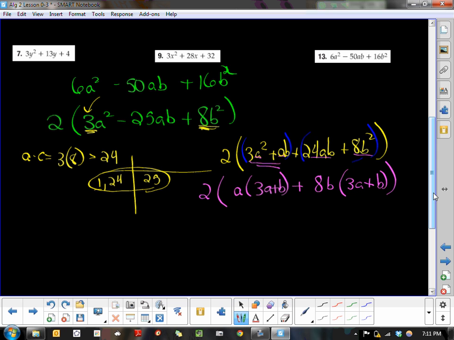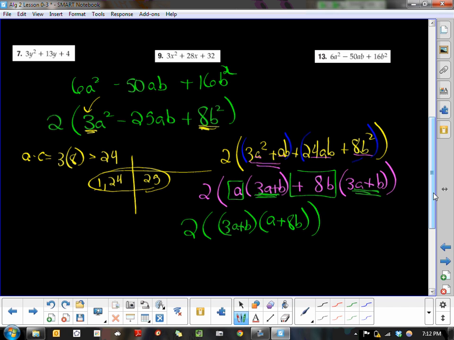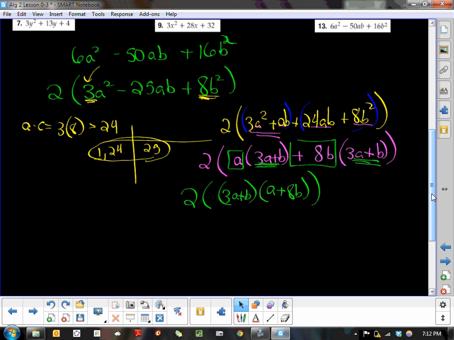Now these two factors, just like they should be in factoring by grouping, are the same, which means we've got the 2 sitting out here, leave it alone. We're going to factor out our 3a plus b out of each of these terms, and what we're going to be left with is our a and our plus 8b. So we've got a plus 8b. Then if you go back through and multiply all this together, you should end up with your 6a squared minus 50ab plus 16b squared.